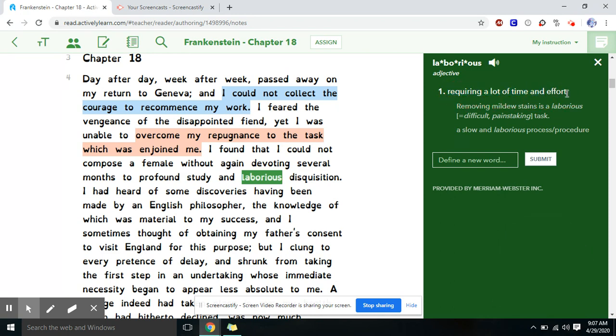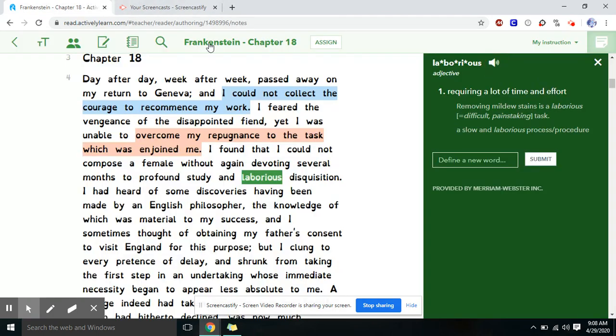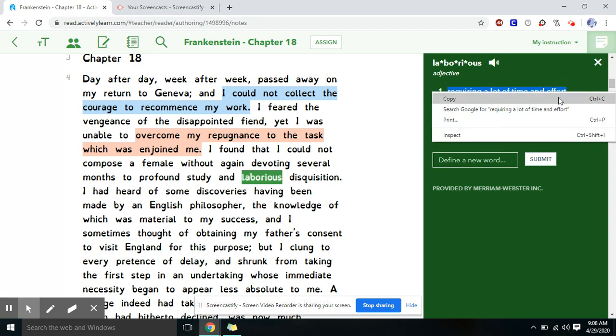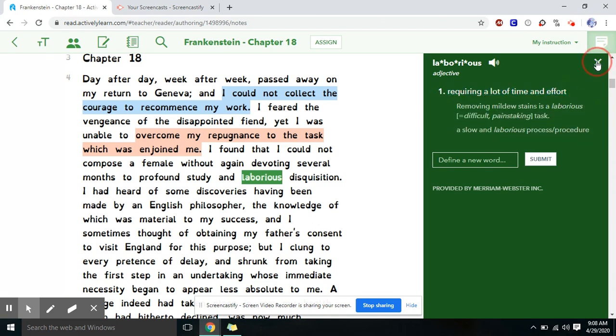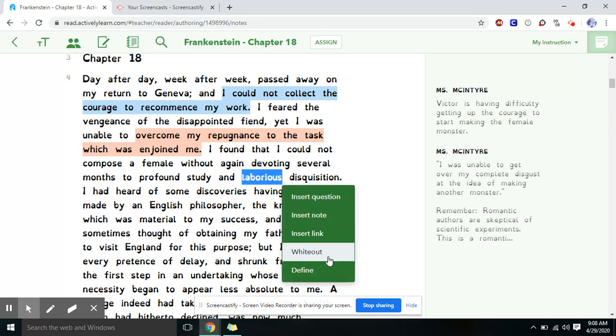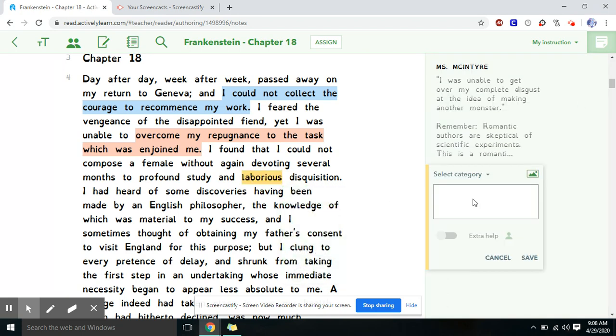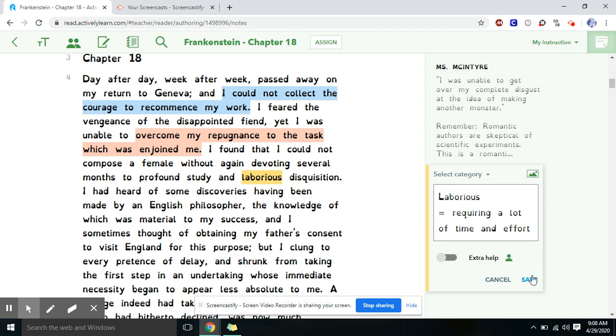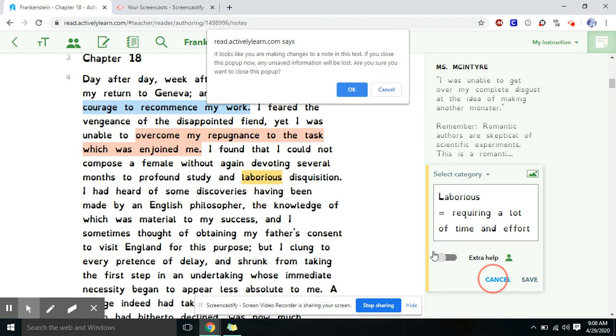So say you feel like you don't know how to say this word. You can click, and it comes up, laborious, right? Say that you think you won't remember this definition and you want to make a note of it. You can copy this, insert a note, and put your definition that you copied right there. That way, you have it. I'm going to press cancel because I don't want it in there.